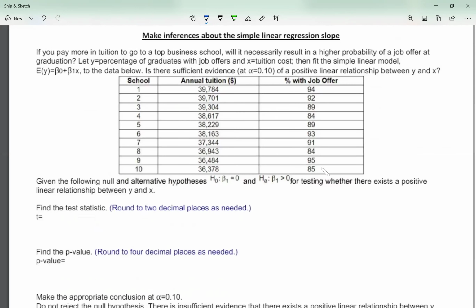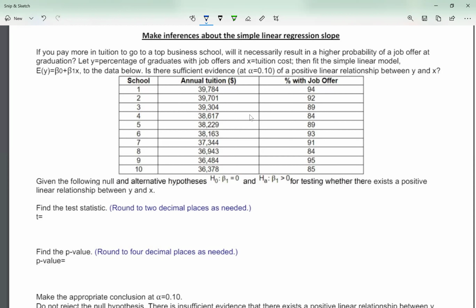If you pay more in tuition to go to a top business school, will it necessarily result in a higher probability of a job offer at graduation? Okay, so I see what the question is: if you pay more, does it really mean that you're going to have better job offers or more job offers than if you pay less? Let Y be the percentage of graduates with job offers and X be the tuition cost.